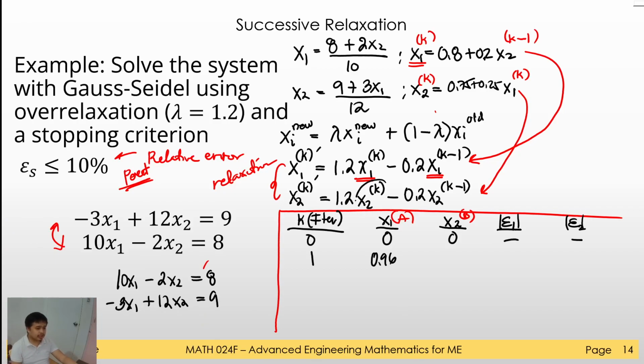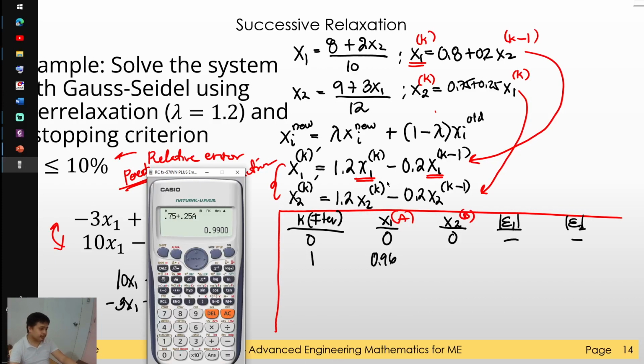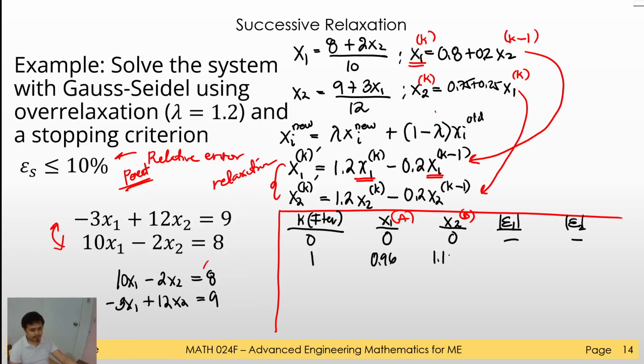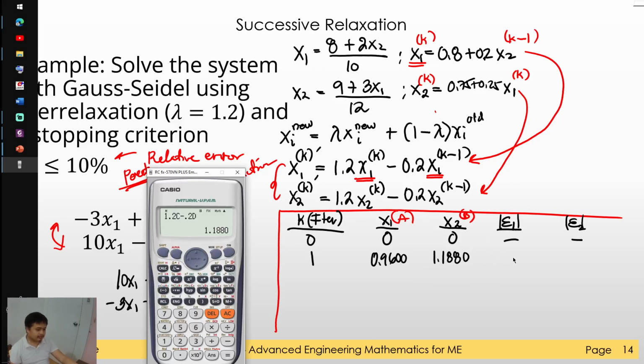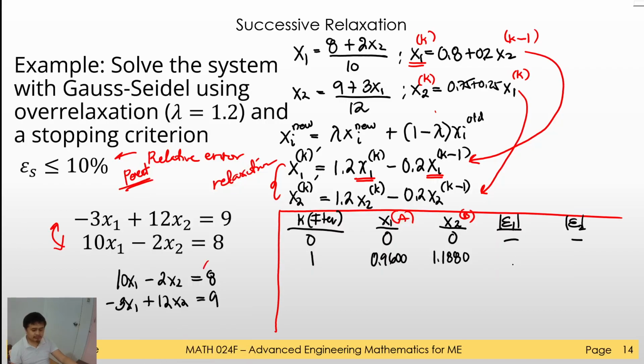So 0.99, we will substitute this to our formula. 0.99 for C, and then D is just 0. So this will be 1.188. This should be zeros here. And then for the relative error, we don't have a value here yet. We'll calculate the first error as we have a new non-zero solution.